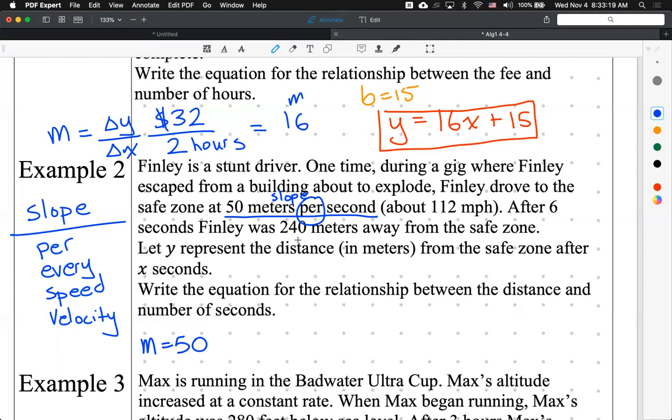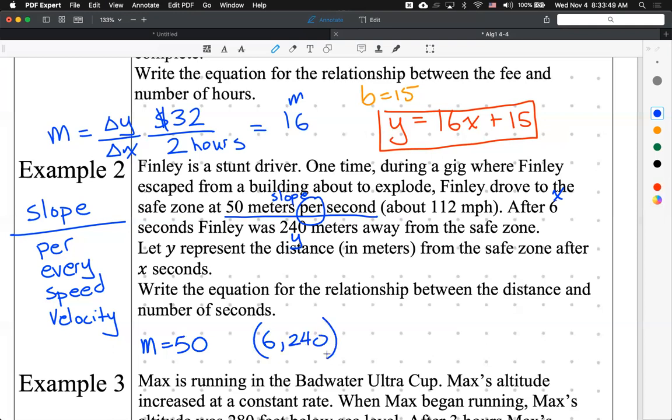from the safe zone. Trying to get to the safe zone so maybe Finley doesn't get seriously hurt or even worse. So after 6 seconds, and again, 6 is our x, 240 meters away, that's our y. We're given an x, y coordinate. Our coordinate that was given to us is 6, 240. Because 6 is the x, 240 is the y. So our coordinate pair that was given is 6, 240.